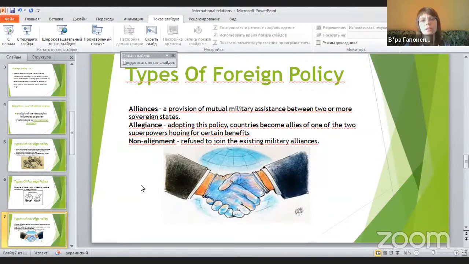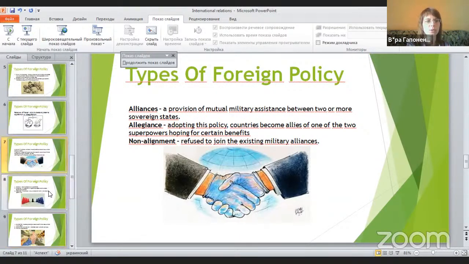And an opposite policy, an antonym to the alliance, is non-alignment policy, which means refusing to join an existing military alliance, that they try to be neutral and don't want to take part or give a contribution to any alliances.